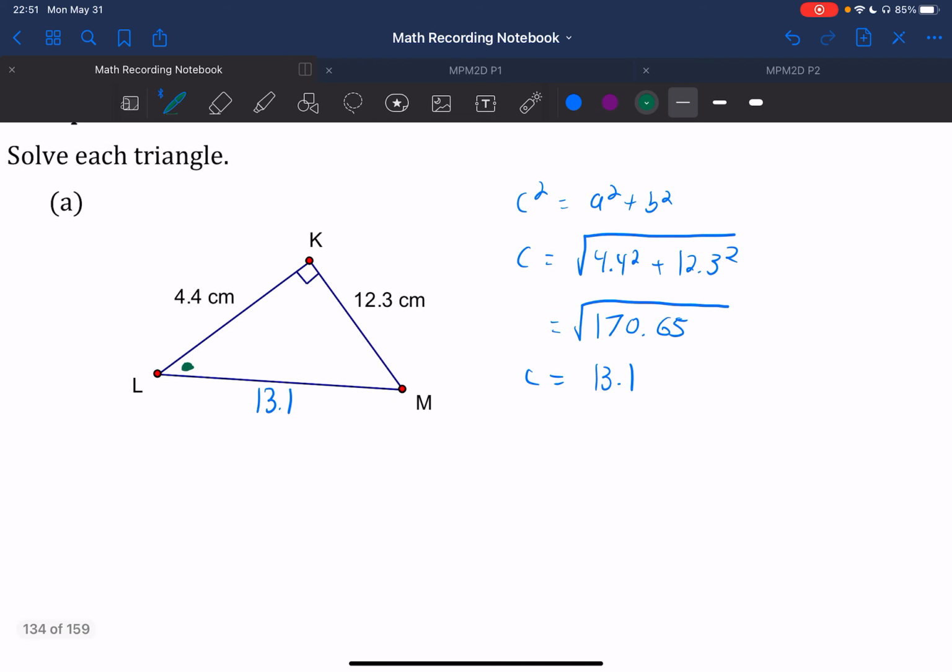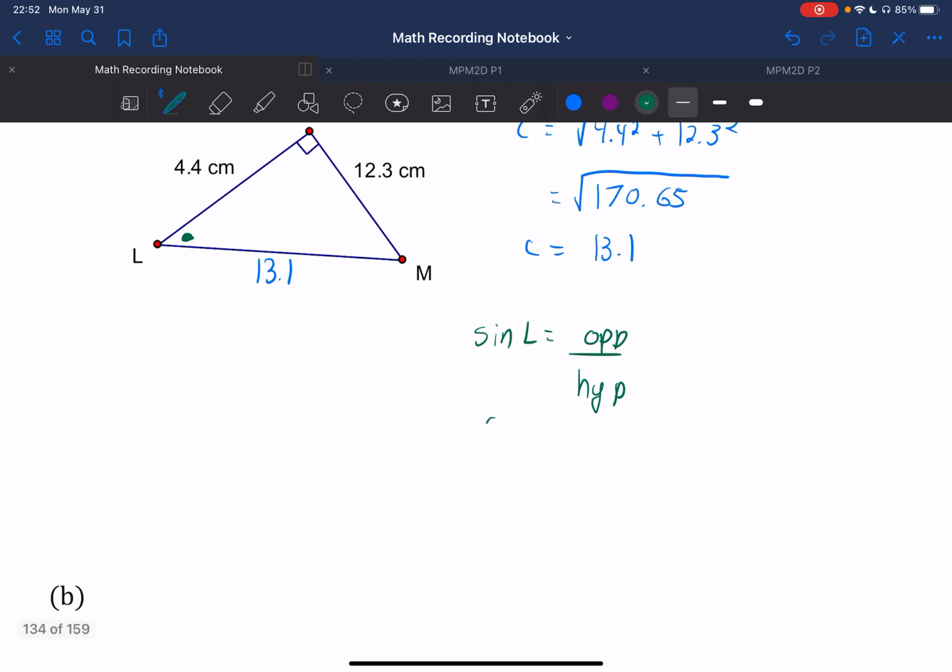I'm going to use sine, so I'm going to use the opposite over the hypotenuse in order to find the angle. So sine L equals opposite over hypotenuse. So our sine L is equal to 12.3 over 13.1. I'm going to use the inverse of sine to find out what 12.3 divided by 13.1 equals, and the angle of L is going to be 70 degrees. So now we know that this is 70.